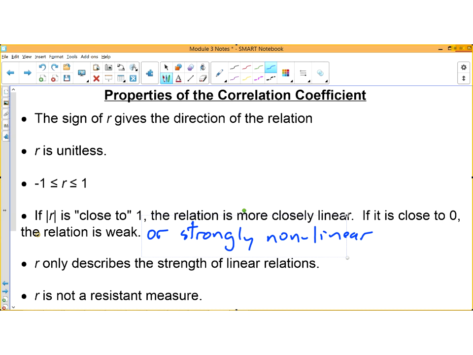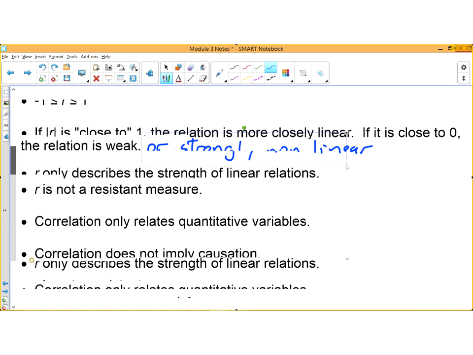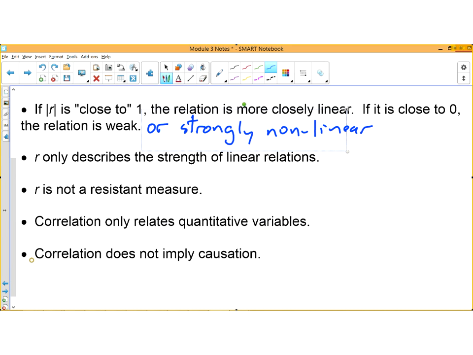R only describes the strength of linear relations. So if you have a nonlinear relation, there's no point in finding the R value for it, the correlation coefficient. R is not a resistant measure. That means that it can be strongly impacted by outliers.